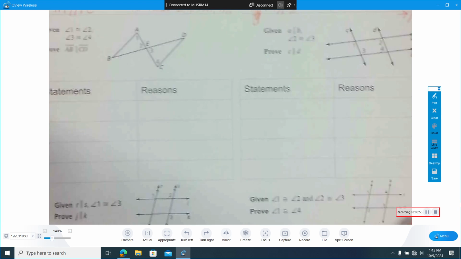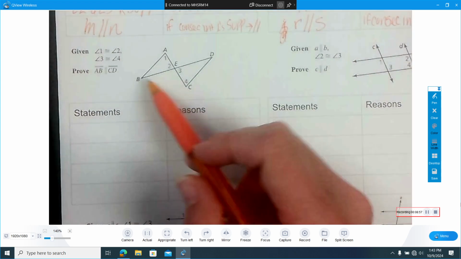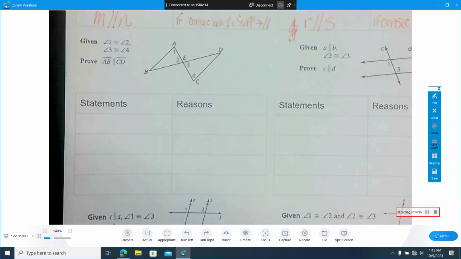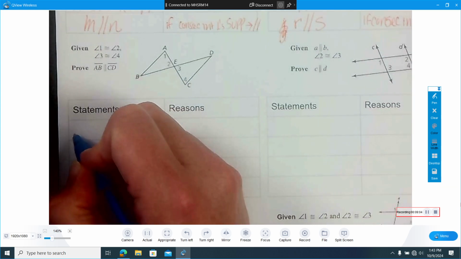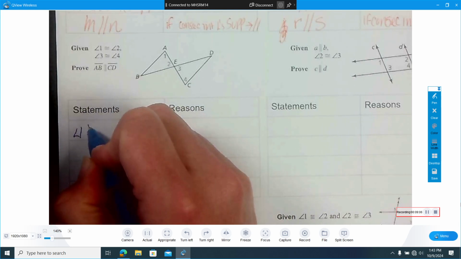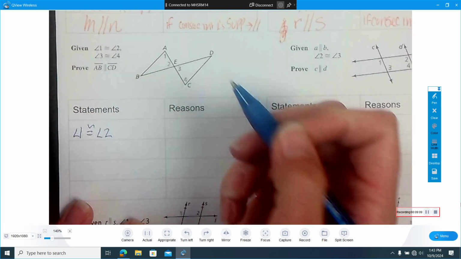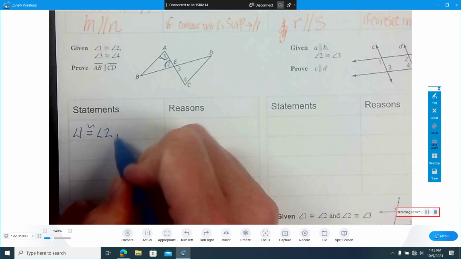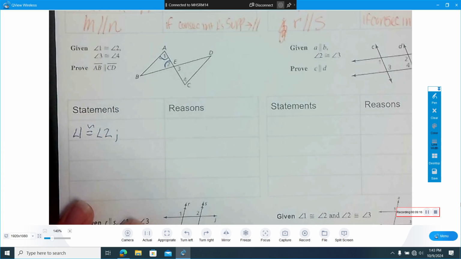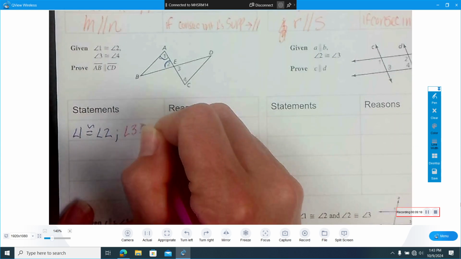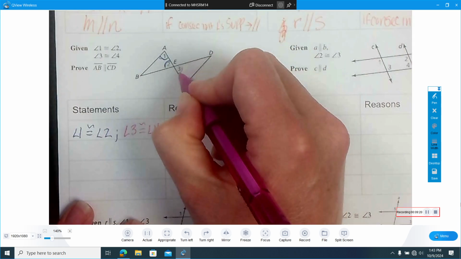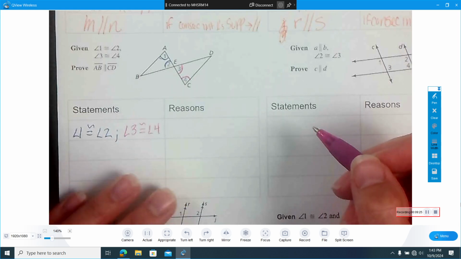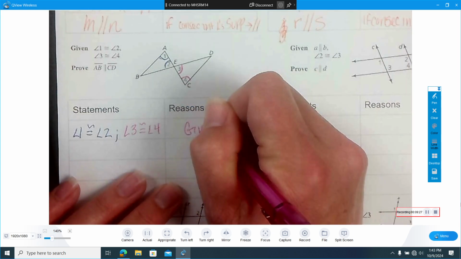All right, let's do this one. I like this one. It's a nice little bow tie picture. All right, what do we start with? The given. And again, I'm just going to smush it in to save space. Angle 1 is congruent to angle 2. I'm going to mark that on my picture. And angle 3 is congruent to angle 4. So I'm using colors for my arc marks, my congruence marks. All right, those are given to us.